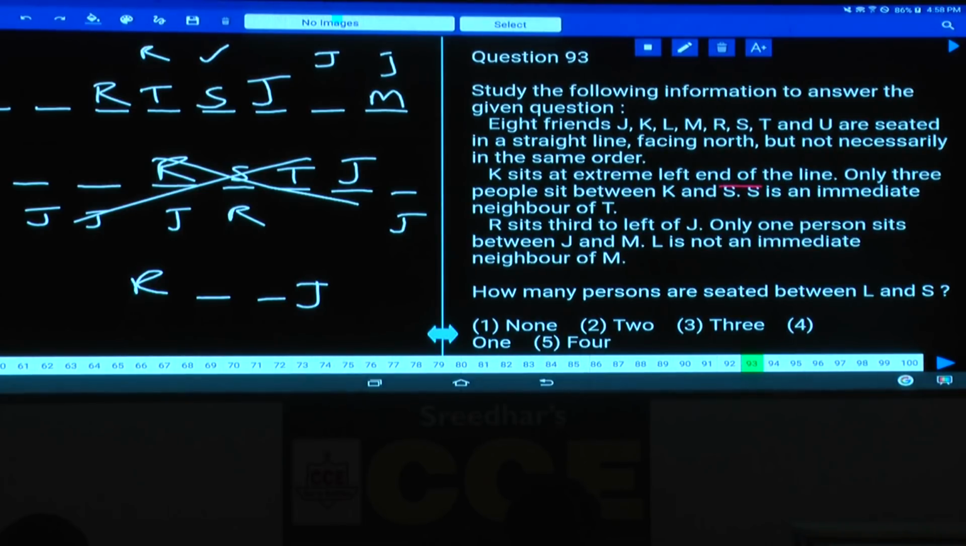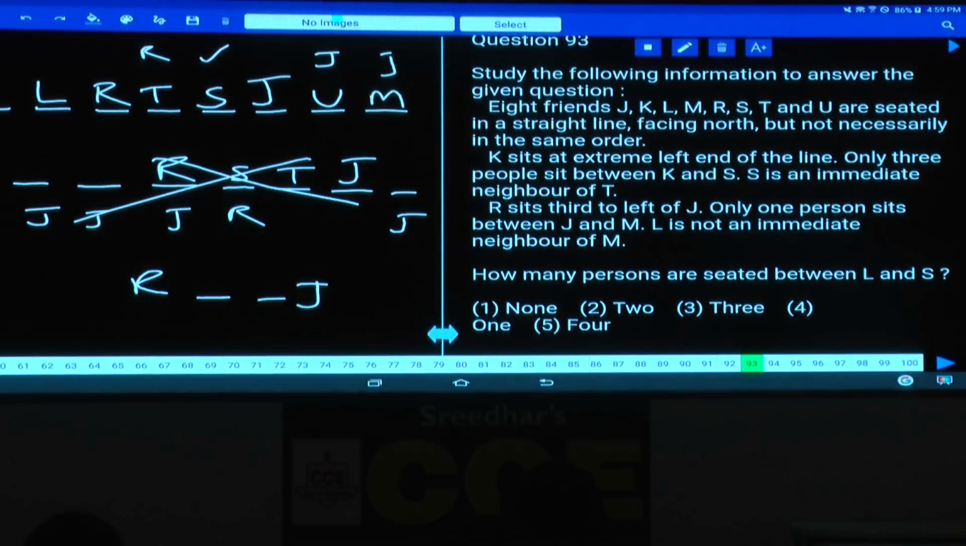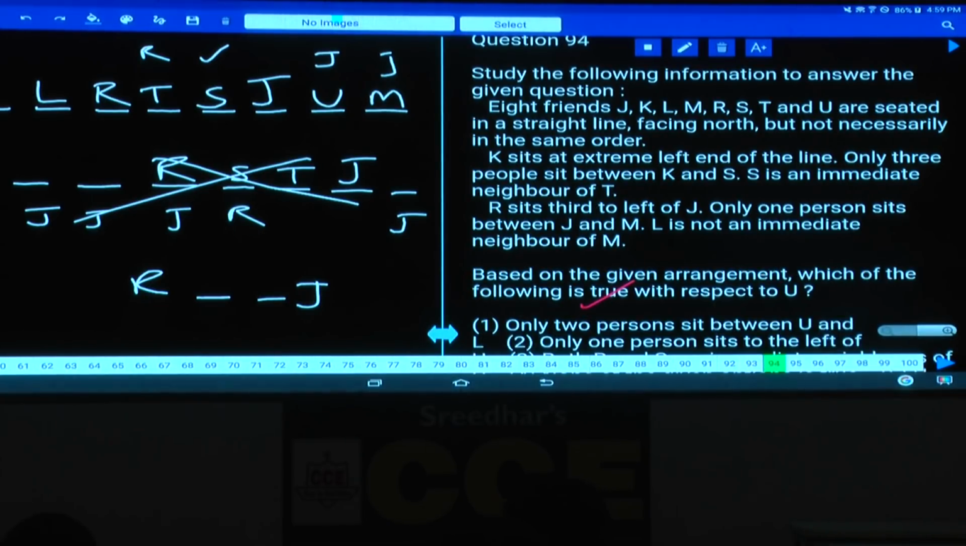And L is not an immediate neighbor of M. L cannot be here. L is here. Then who is the other person left over here? U is the person left over. And what is the order here? The order is K, L, R, T, S, J, U, M. Question number 93: how many persons are seated between L and S? In between L and S, there are two persons, that is choice 2.